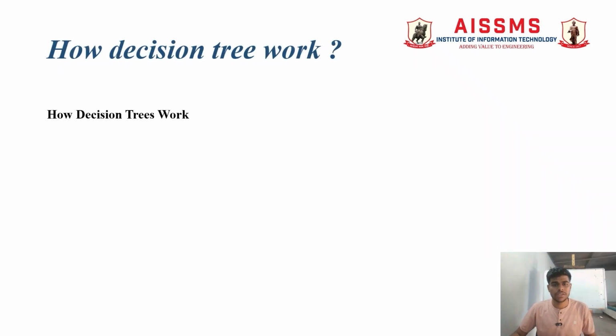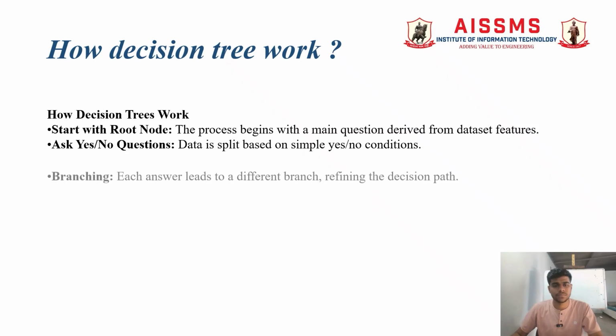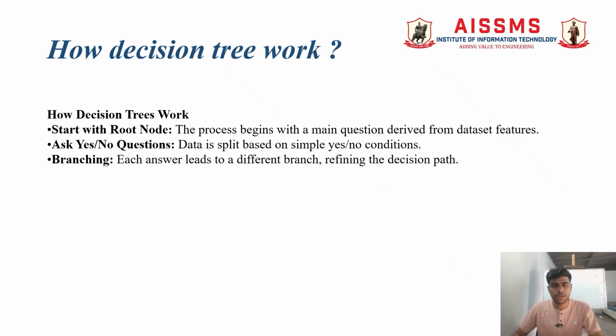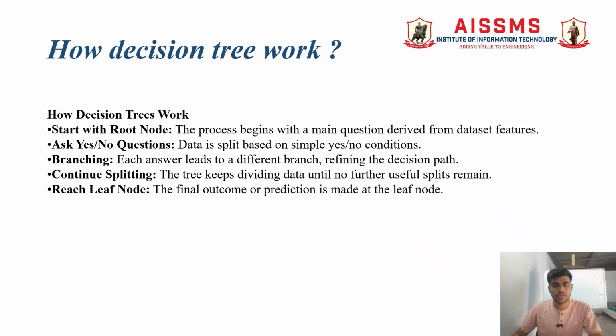Now let's see how a decision tree works. The decision tree starts with the root node. The process begins with the main question derived from the dataset features, and then asks yes/no questions. The data is split based on simple yes/no conditions. Branching: each answer leads to a different branch, refining the decision path. Continue splitting: the tree keeps dividing the data until no further useful split remains. Reach leaf node: the final outcome or prediction is made at the leaf node.